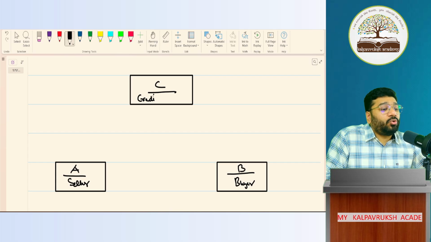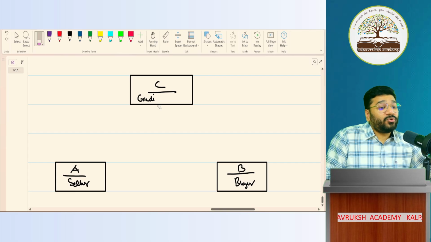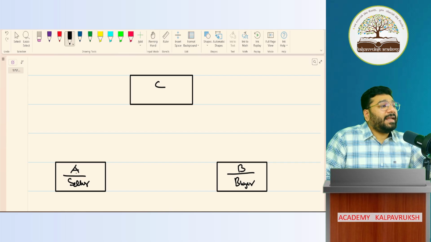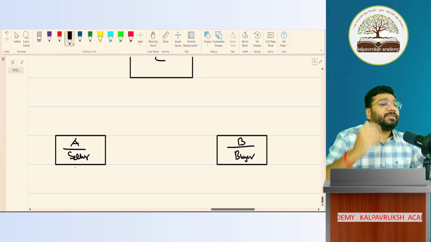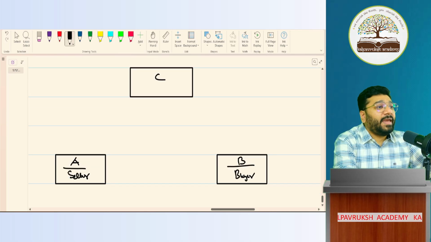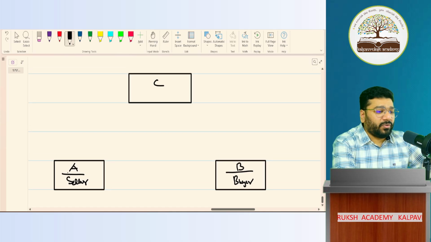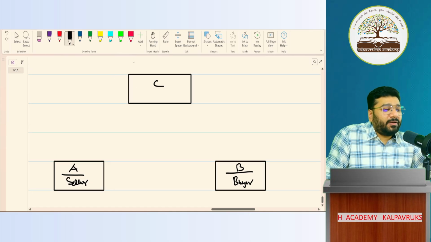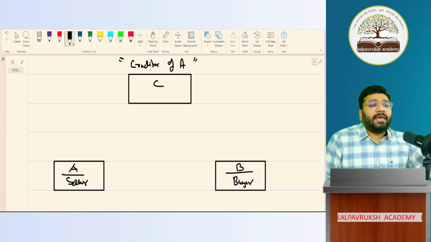C is debtor to A. My God, people are confused. Who is debtor and creditor? Now tell me. From A's point of view, C is creditor because A has to make payment to C. From C's point of view, A is debtor. So can I write here: creditor of A, who is C? Creditor of A. Okay?